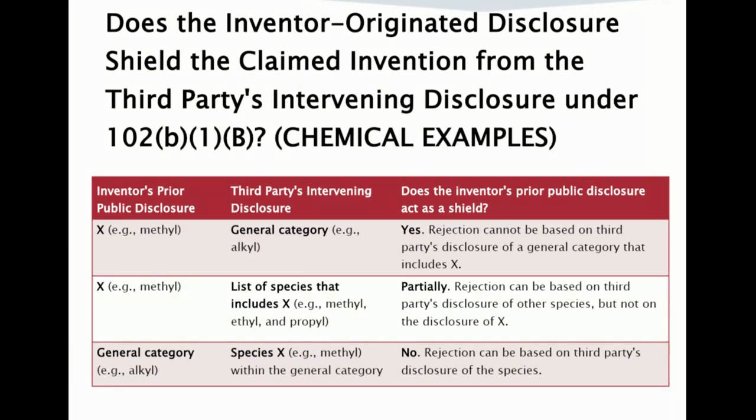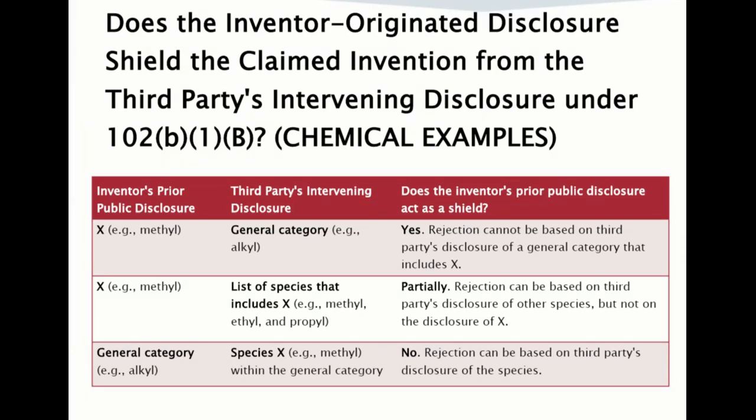This slide illustrates the same concept as the previous slide, but uses examples more familiar to chemical examiners. In the first example on this slide, the third party's grace period disclosure is just a general category, alkyl, that would encompass the species, methyl, previously disclosed by the inventor. In other words, the inventor's disclosure is a more detailed and specific disclosure than that of the third party. In this situation, we conclude that the inventor has previously disclosed the subject matter of the third party's grace period disclosure. The inventor's prior disclosure acts as a shield, and the third party's disclosure of a general category cannot be used as prior art against the inventor's claimed invention.